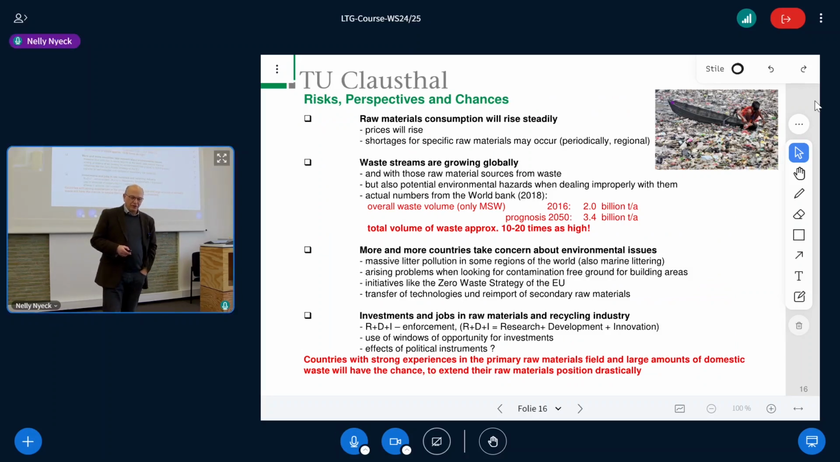So overall, risks, perspectives, and chances. Raw materials consumption will rise steadily. Prices will rise, that's for sure. Not if you try to deal on a stock exchange week by week, but if you look at long-run price development, it's that way. We will have shortages for specific raw materials. They will occur, very definitely.